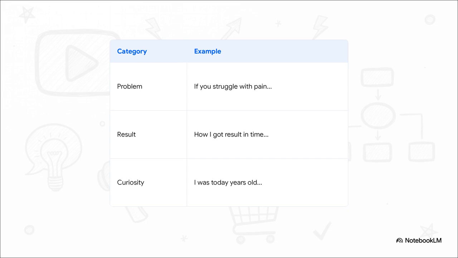You've got your problem hooks, like if you struggle with this specific pain, watch this. You've got result hooks, showing off a timeline of success. Curiosity hooks, leveraging popular phrases like, I was today years old when I learned.